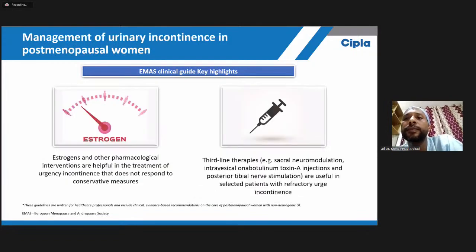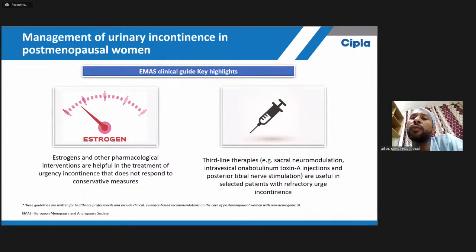Next. Estrogen and other pharmacological interventions are helpful in the treatment of urge incontinence that does not respond to conservative management measures. This is a treatment for the postmenopausal age group, but the overall efficacy is with estrogen cream, and it should be applied locally, not given as an oral drug, to increase the efficacy of the drug.